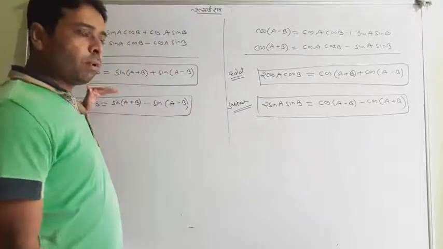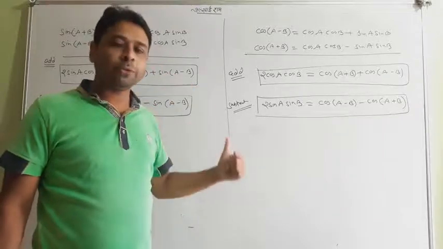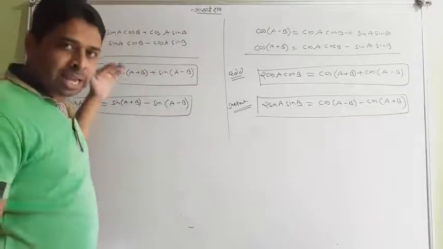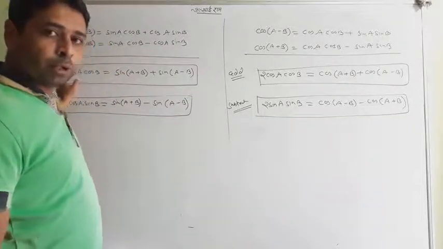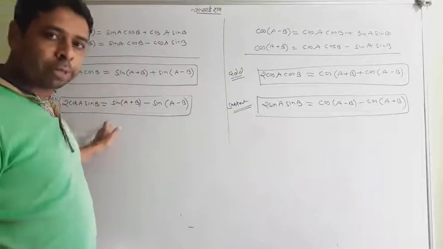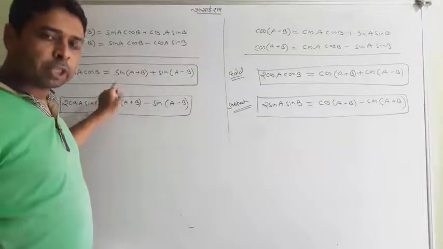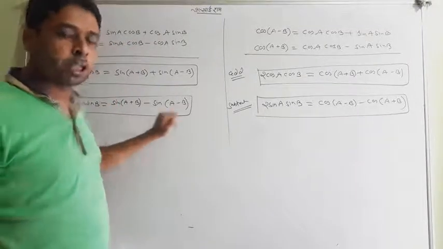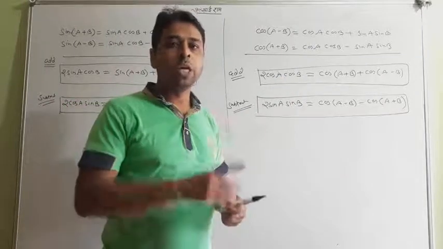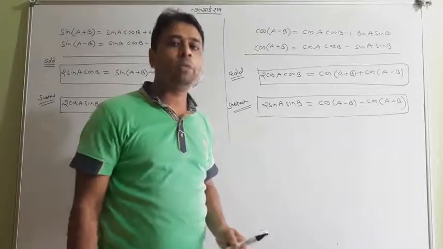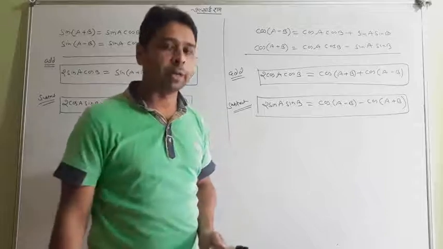This is the first formula. If you allow me, I just want to give you a suggestion: remember the formulas sequence-wise, as I have written here. First remember the formulas 2 sin A cos B, 2 cos A sin B, 2 cos A cos B, 2 sin A sin B. Then sin(A+B) plus sin(A−B), sin(A+B) minus sin(A−B), cos(A+B) plus cos(A−B), and cos(A−B) minus cos(A+B). If you remember the formulas with the sequence, it will be easy for you. Otherwise you will definitely fumble in your mind and can't remember the formulas properly.